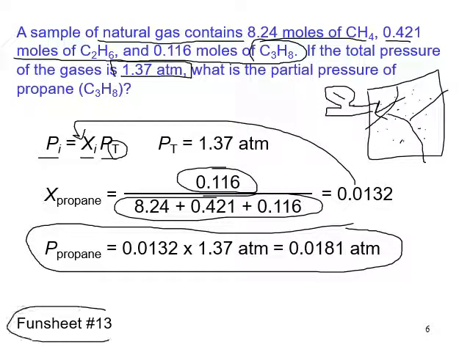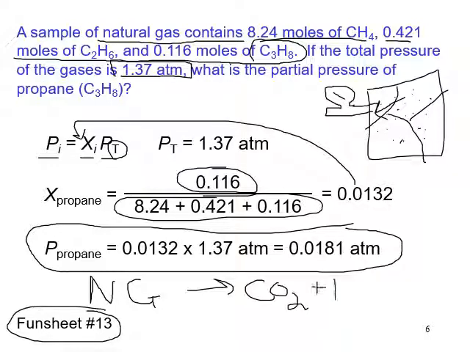So try fun sheet number 13. That has something to do with this example, and it's talking about nitroglycerin. Nitroglycerin is an explosive, and when it explodes, it makes carbon dioxide gas, water vapor, which is a gas, oxygen gas, and nitrogen gas. That's why it's such a good explosive, because it makes all these gases, and those gases explode outwards and knock anything over in their way. So try fun sheet number 13 based upon nitroglycerin.